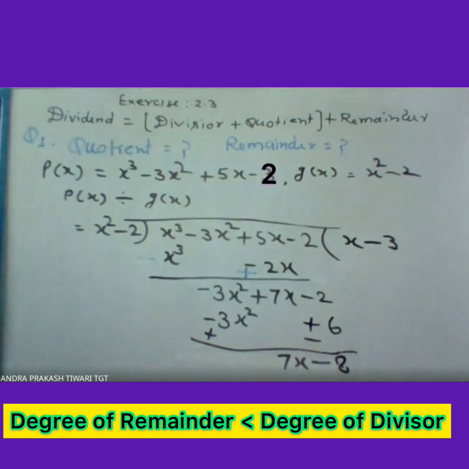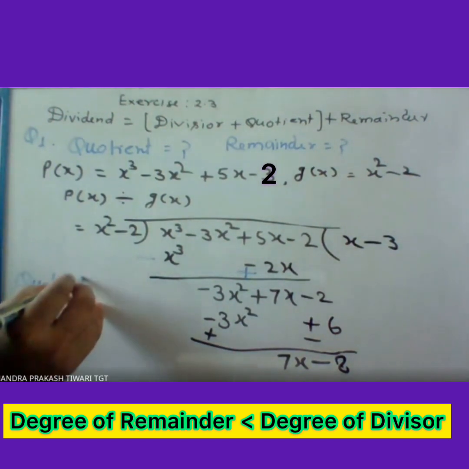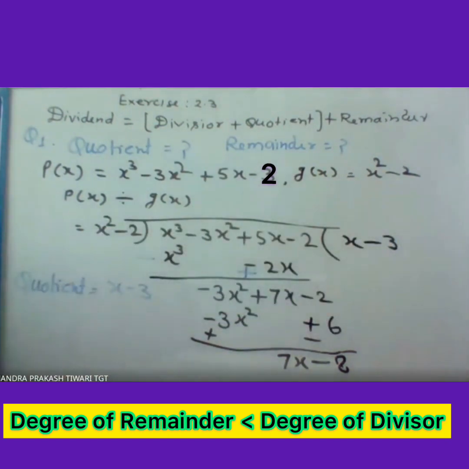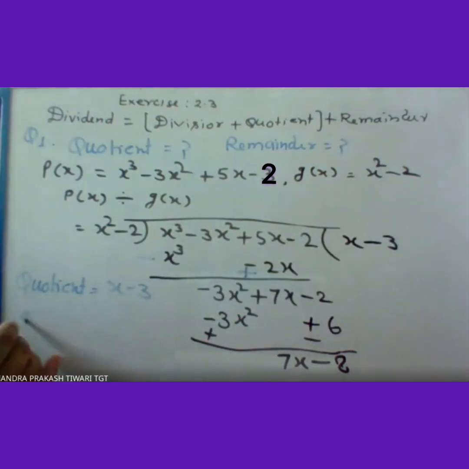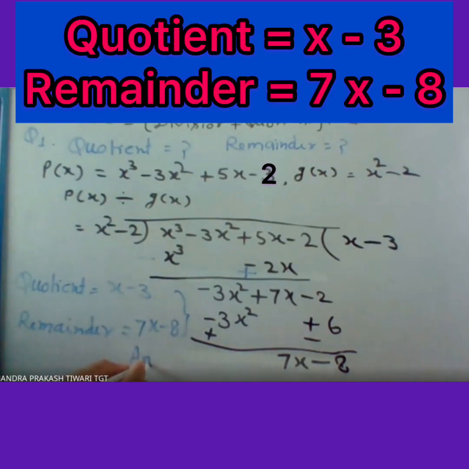So finally you can write here: quotient equals x minus 3, and remainder, because two things are required here, quotient and remainder. The remainder is 7x minus 8. So combinedly this is the answer of this question.